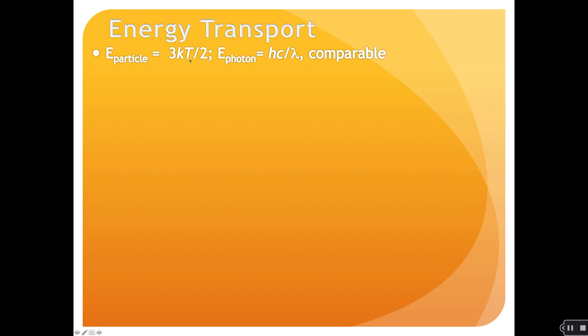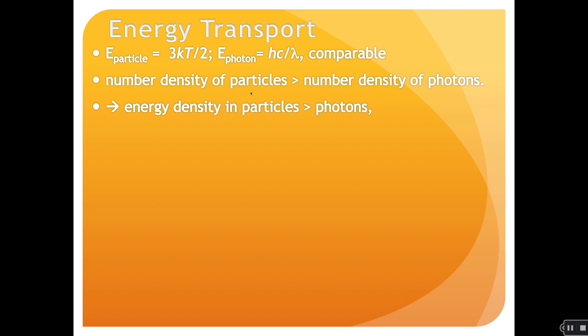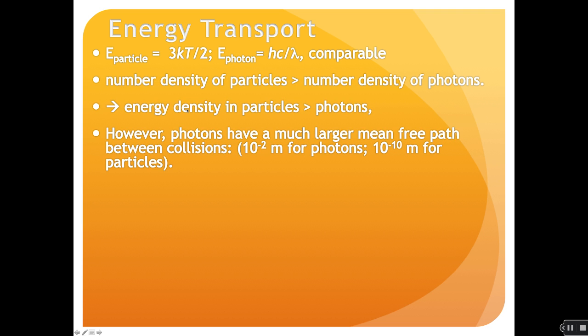So the average energy of a particle is given by 3/2 kT, where k is the Boltzmann constant and T is the temperature. Likewise, your photons have an energy of Planck's constant h times the speed of light over the wavelength. And it turns out that basically if you look at the distribution of wavelengths and temperatures, you have a similar sort of energy. So that really doesn't help you very much. The number density of particles is much greater than the number density of photons. So that might suggest that actually you could do things via conduction. You've got much higher energy density in the particles, but the big deal is the mean free path.